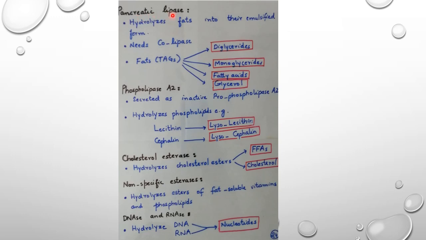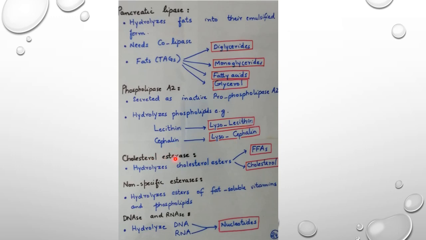Pancreatic juice also contains lipase that can hydrolyze fats, and it needs colipase. With the action of pancreatic lipase, fats or triacylglycerols are converted into diglycerides, monoglycerides, fatty acids, and glycerol. Then another lipid digesting enzyme is phospholipase A2, which is found primarily as prophospholipase A2. Now it can hydrolyze phospholipids. For example, it can convert lecithin into lysolecithin, and it can also hydrolyze cephalin into lysocephalin.